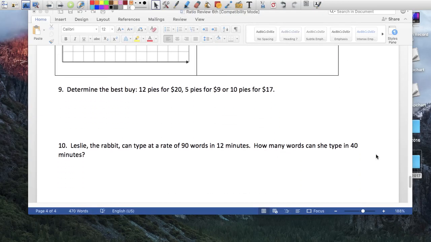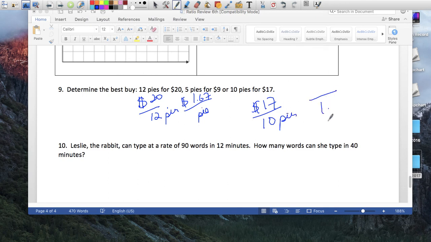Scrolling down. 9, so this one I did already, and I can just tell you that you got 12 for 12 pies, and that ends up being $1.67 per pie. The other one is $17 for 10 pies, and the unit rate would be 1 pie, and at the bottom would be 1.7 for every pie. And then you have another one, which is $9 for 5 pies. And if you divide top and bottom by 5, you end up getting $1.80 per pie. So the best deal here was this one.